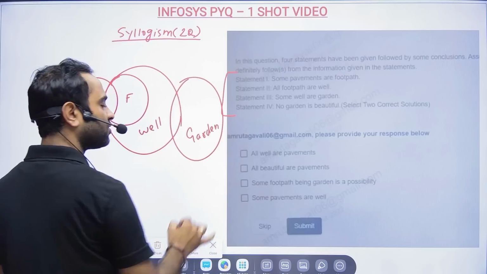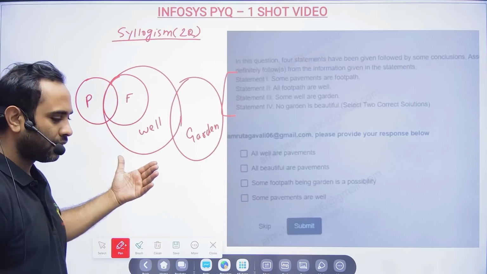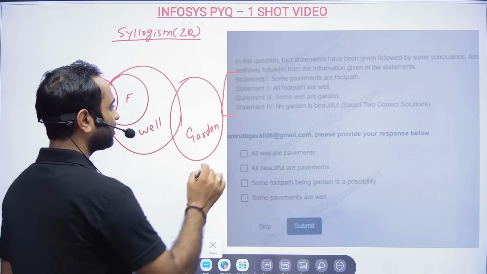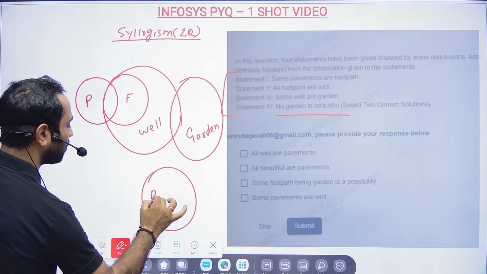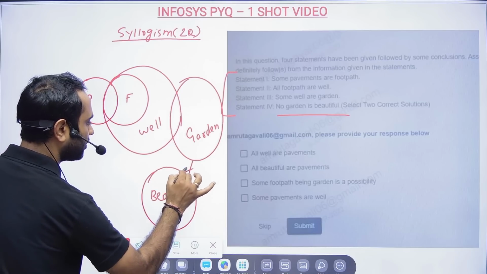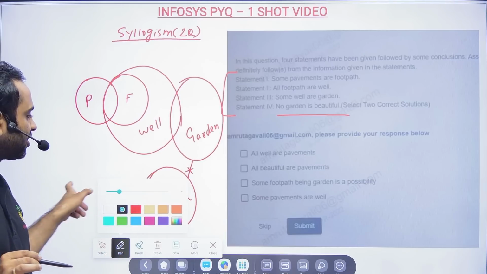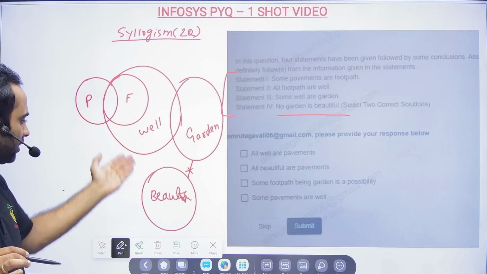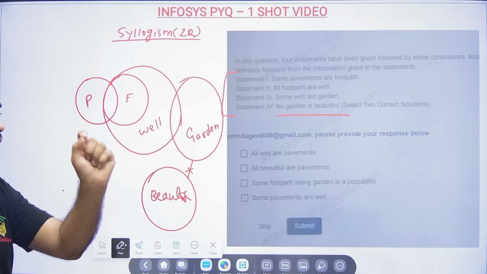Friends, syllogism is not a very easy topic. Many of you might think that whatever I am teaching is wrong, but that is not correct. No garden is beautiful, because of whatever I will teach you on logic. Here they're telling no garden is beautiful, but what about pavement? What about footpath? What about well? They might have a relation with beautiful. So in syllogism, you have to think from all perspectives.